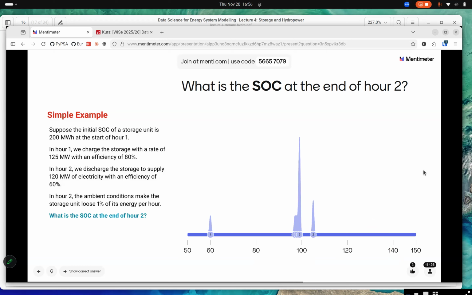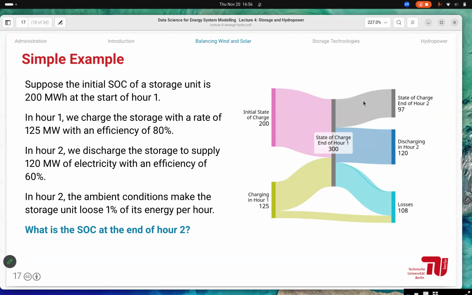Okay, so I hope not everyone looked up the solution on the slide, but I think most are correct. So it's 97 is the correct answer. It's 100 is the correct answer if you don't factor in the standing loss. And this you can see in this chart here, illustrated.